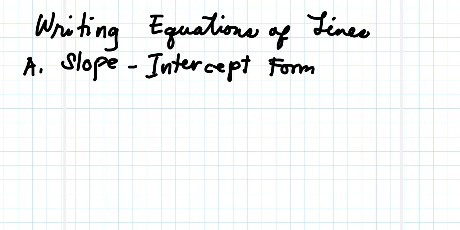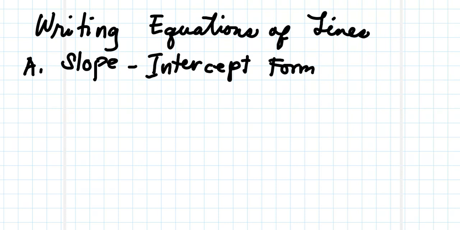So our lesson for today will be writing equations of a line. This is just a continuation on finding the slope. This time you're going to find the equations. There are different methods on how to write equations of linear equations. We are going to discuss first slope intercept form.